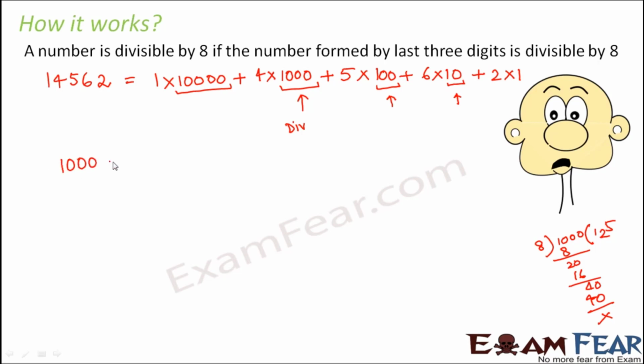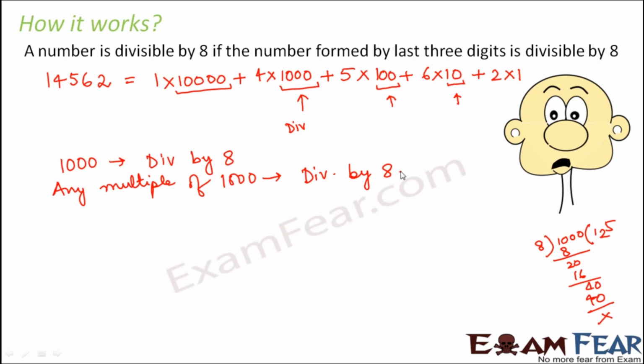So 1000 is divisible by 8. Now, if 1000 is divisible by 8, then any multiple of 1000, that means you multiply anything with 1000, that will also be divisible by 8. So, you see here also we are applying the same concept as we did for divisibility by 4. But in that case, 100 was divisible by 4. So, it happened at an earlier stage. In this case, 1000 is divisible by 8. So therefore, what we can say, when we look at these numbers, is that this part will be divisible by 8. This part will also be divisible by 8.